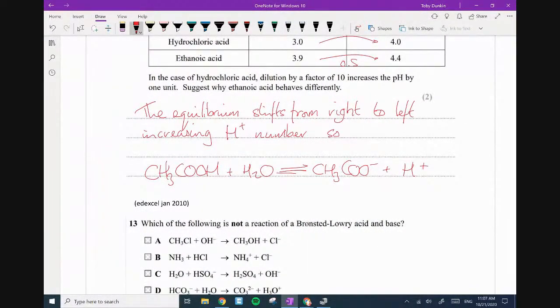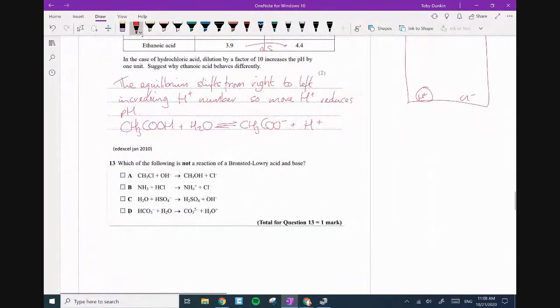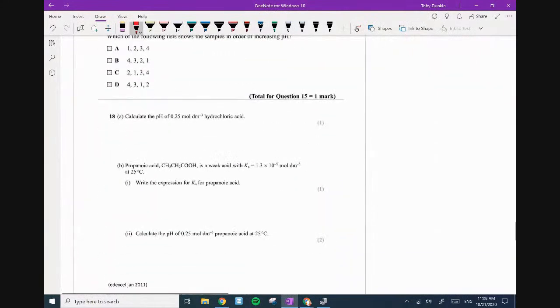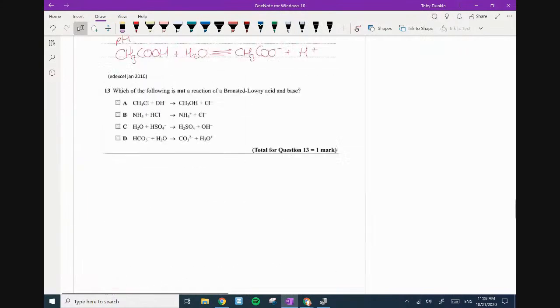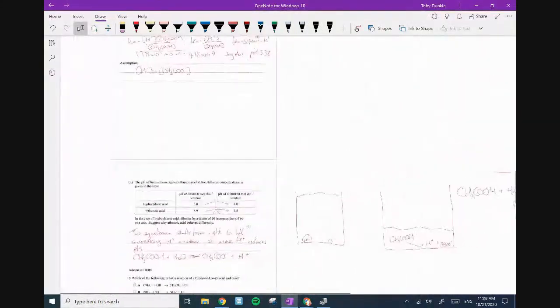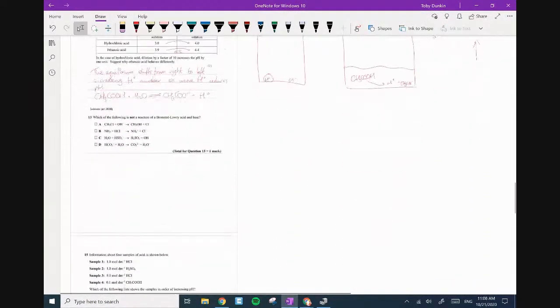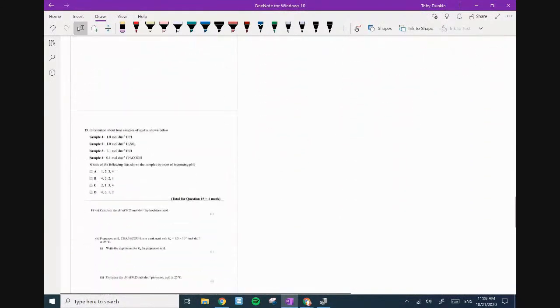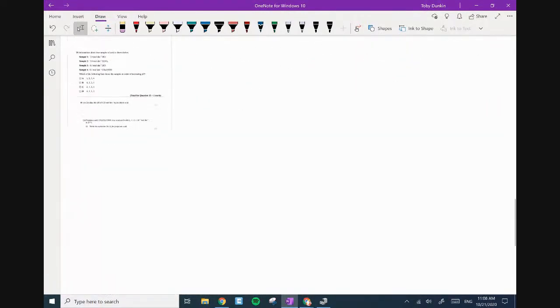So more H pluses reduces pH. That'd be really interesting. I want to see a mark scheme for that. What paper was that from? That's from January 2011. Question 21. That's a really lovely question. I really want to see the mark scheme for that. It's the first time I've kind of gone, oh, hang on a sec, that's interesting.